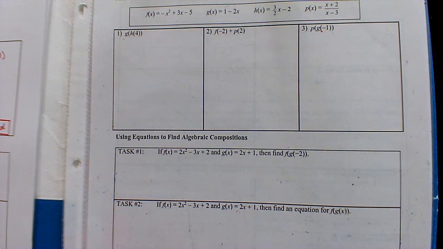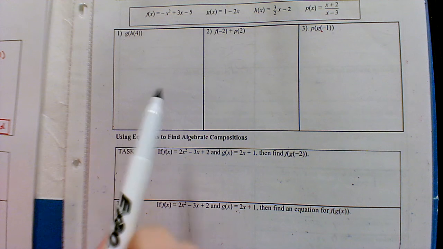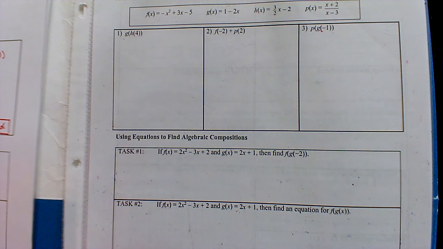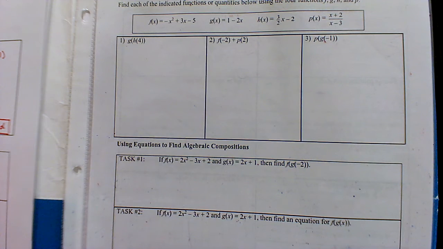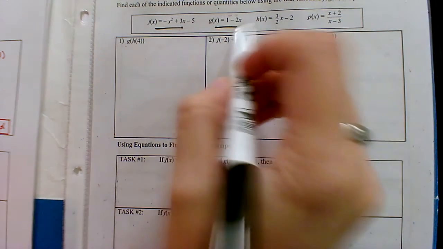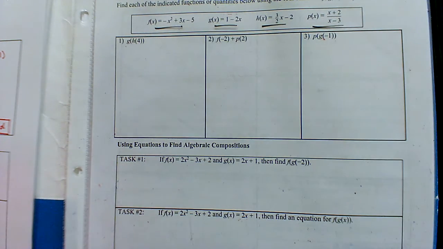So we might have some variables that are left. It works the same way, but it looks a little different, so I want to make sure that we understand what's going on here. Yesterday I think we finished 1, 2, and 3 at the top. Is that right? Okay, so we're going to pick up with the next section at the bottom. We're still using the 4 equations at the top: the quadratic, the 2 linears, and then the rational.